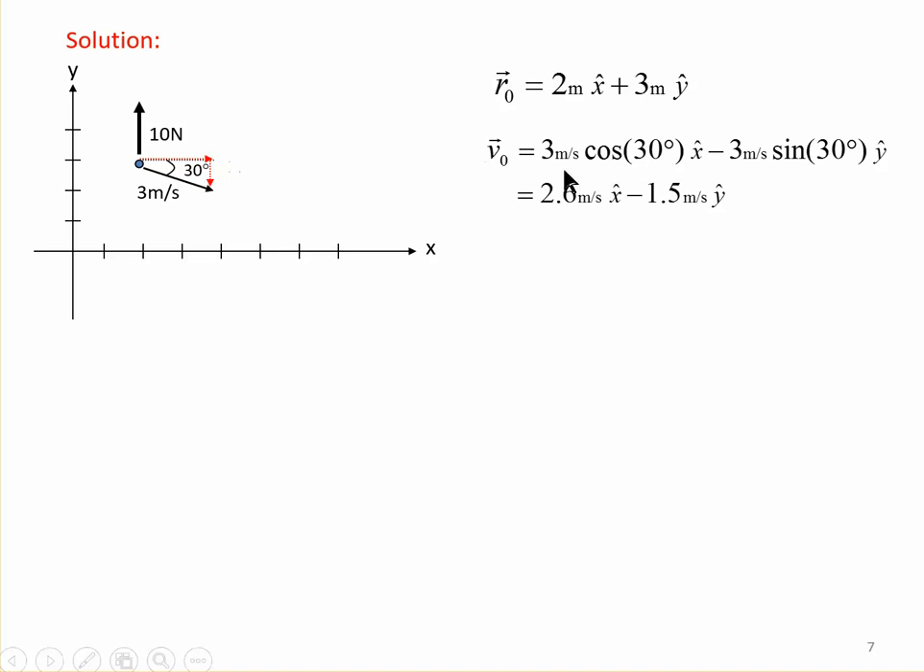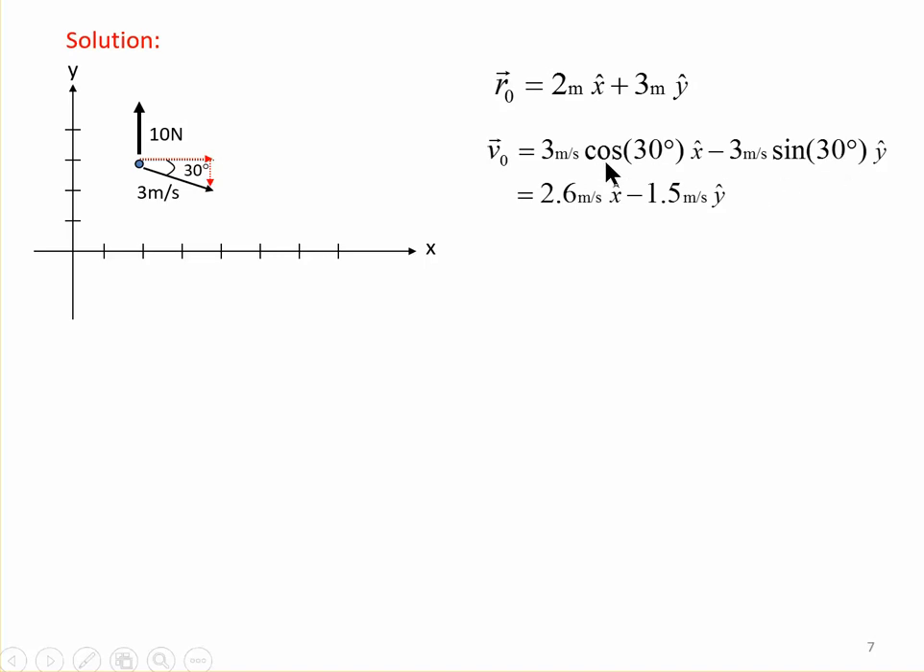And so that's the x component. If we look at the y component of the vertical velocity, that's this one here, the size of it is 3 meters per second times sine of 30 degrees. But notice that this arrow is pointing down, which is in the negative y-hat direction. So its y component of velocity at the beginning is minus 3 meters per second sine of 30 degrees.